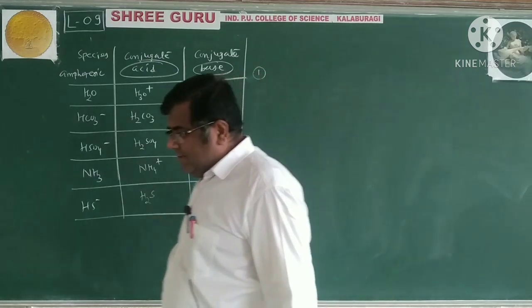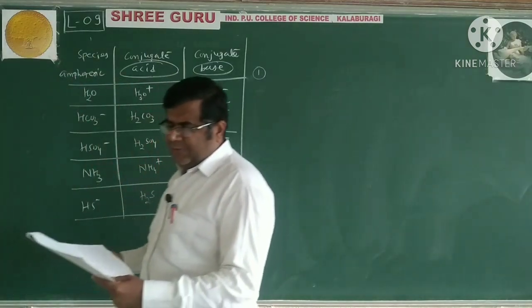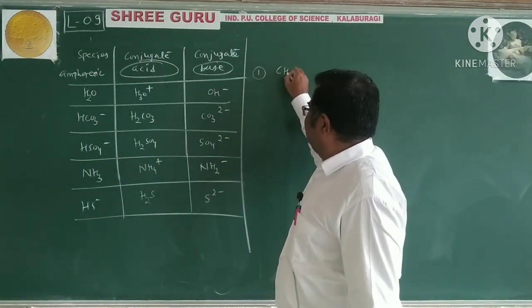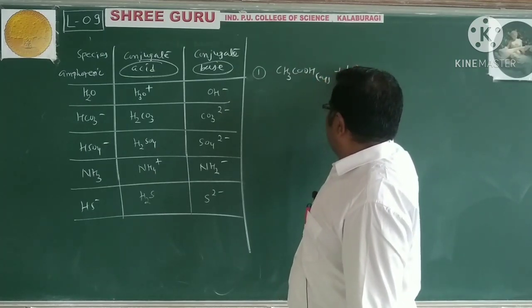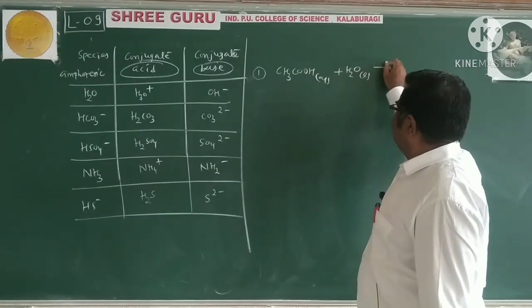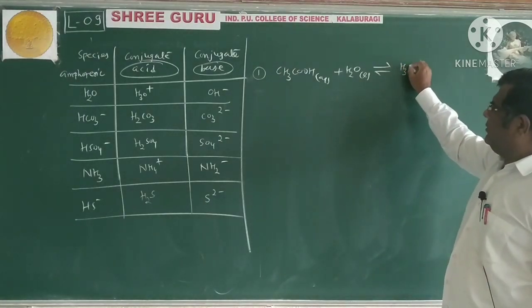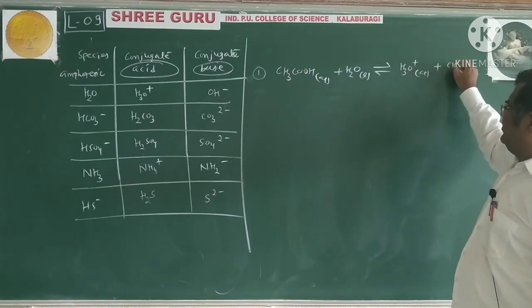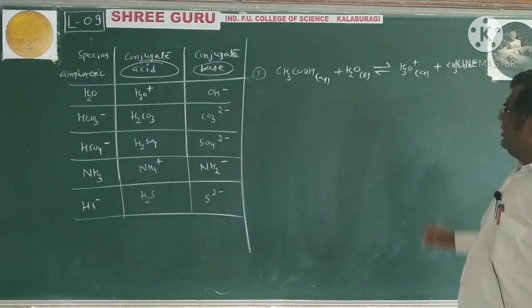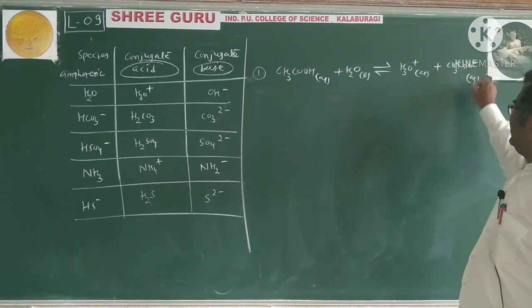So I will write the reactions. Acetic acid, CH3COOH aqueous, plus H2O liquid, reversibly gives H3O plus aqueous plus CH3COO negative, aqueous.